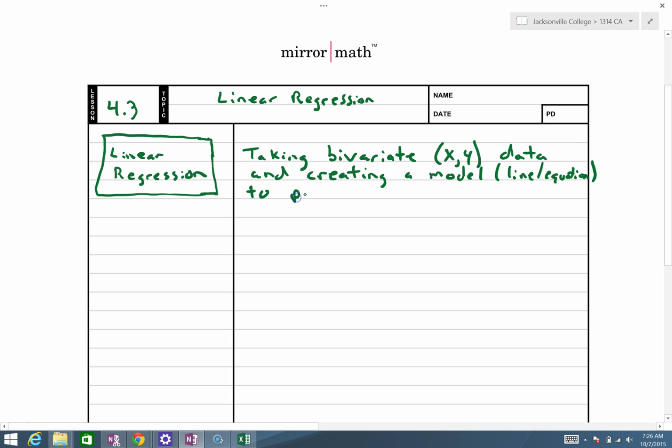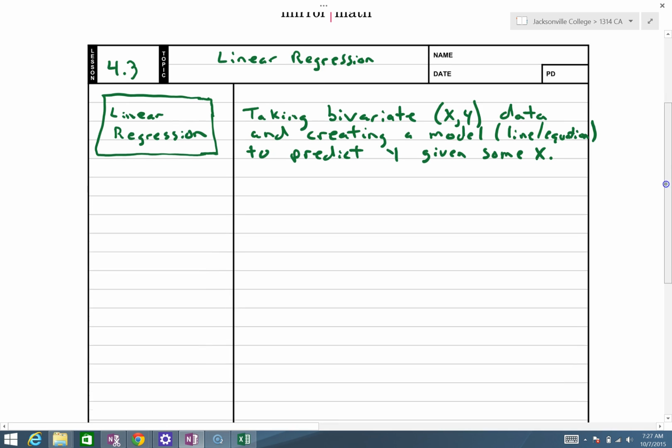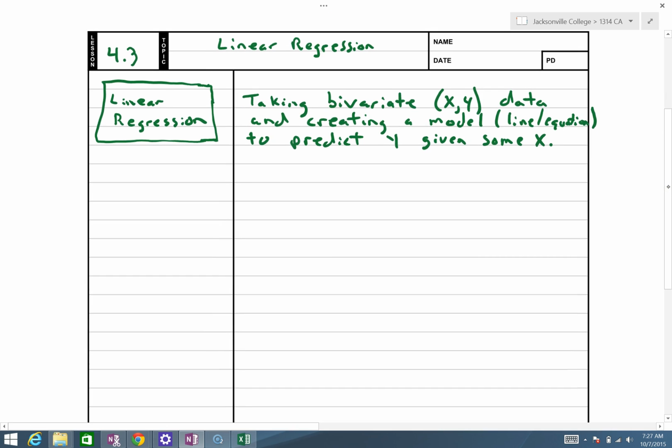To predict y given some x value. And again, this x and y, they're arbitrary. It could be whatever the variables. Take some input value and predict some corresponding output. How do we perform a linear regression with technology?